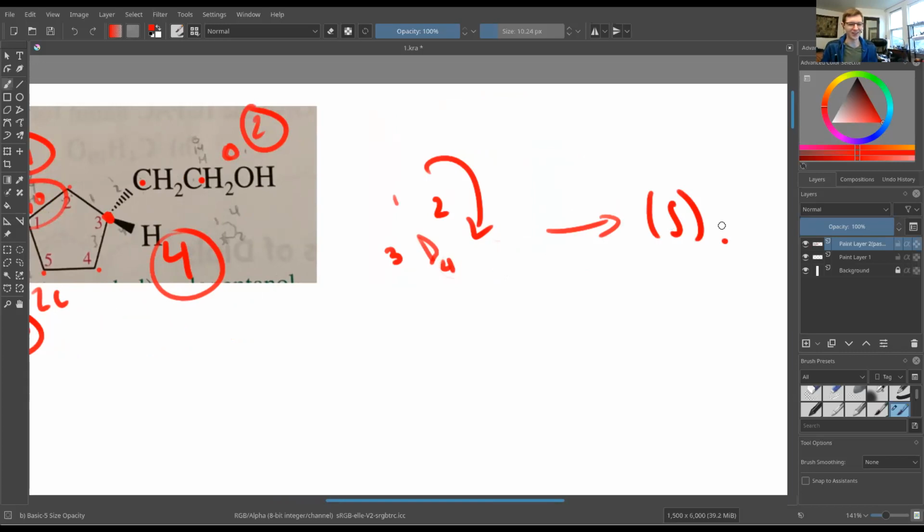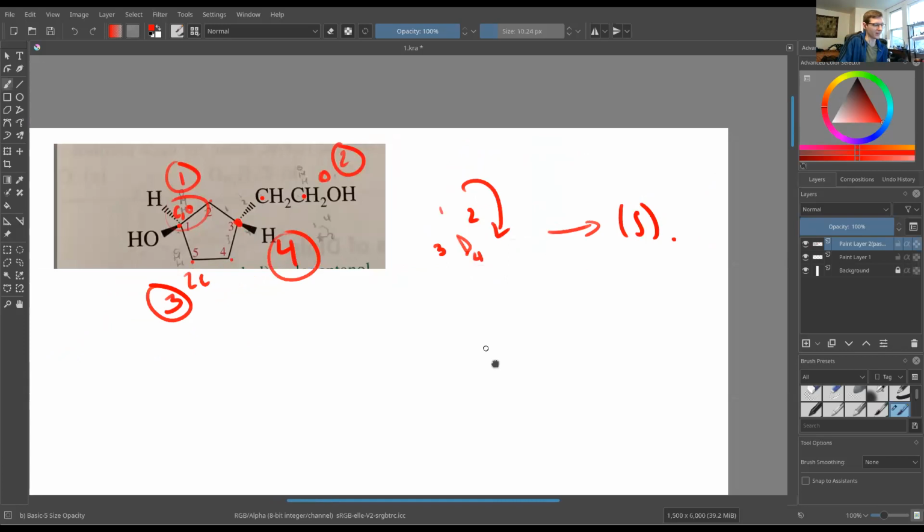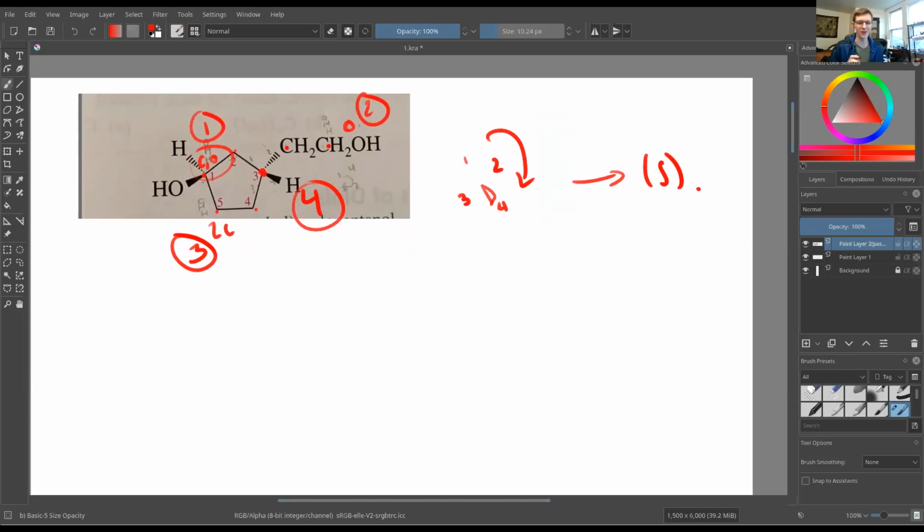Not a great answer, because the textbook says it's R. Well, I got S when looking at this, so I don't know if anybody else is seeing something that I missed. It's totally possible. In fact, maybe even likely. But when I looked at this, I saw that it was S.